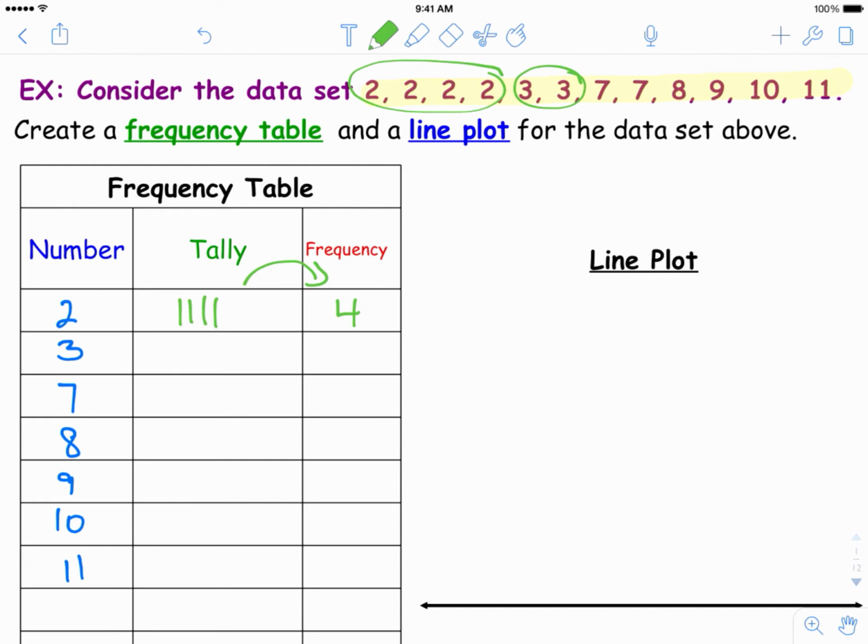For 3 and 7, there are 2 of each, so 2 tally marks under the tally column, and that translates to 2 under the frequency column. For 8, 9, 10, and 11, each number only appears once.